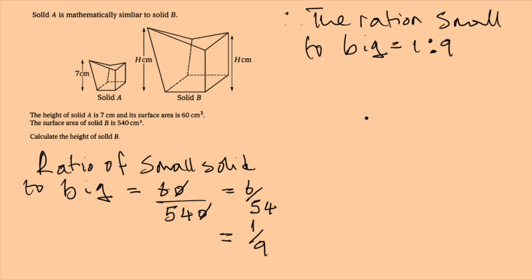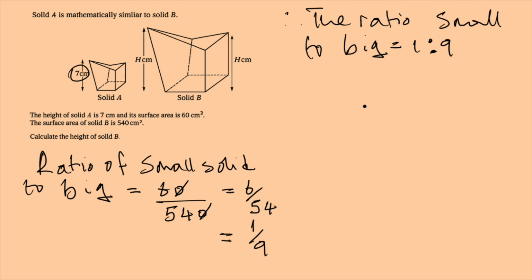So this is where many people make the mistake. Many students feel that once you have this ratio, you just use it to find the height of the solid. So they will say that if the height of this small solid is 7, then the height of the big one should be 7 times 9. But that is completely wrong. That is where they make the mistake, because we must take note that the ratio we just found is the ratio of surface area and not the ratio of length.